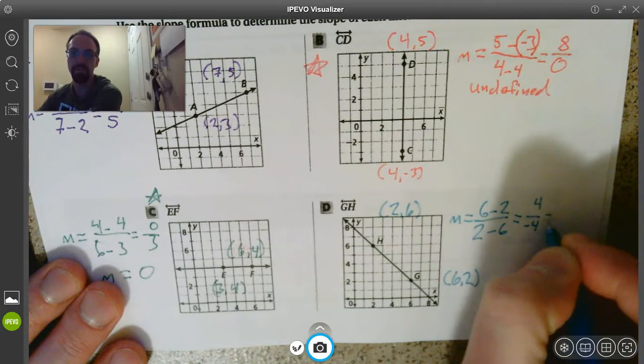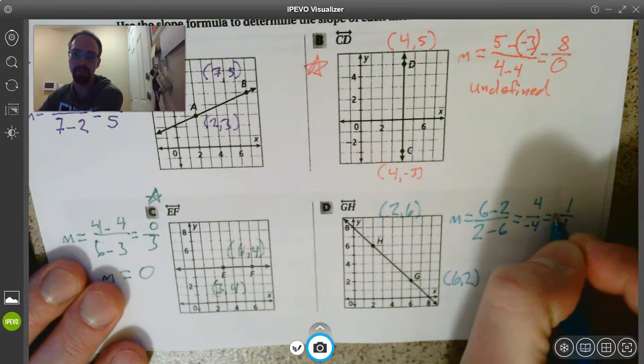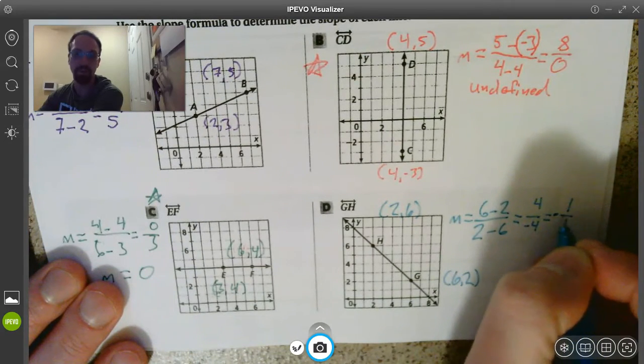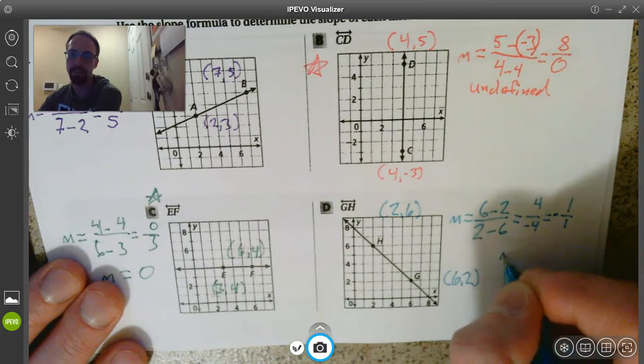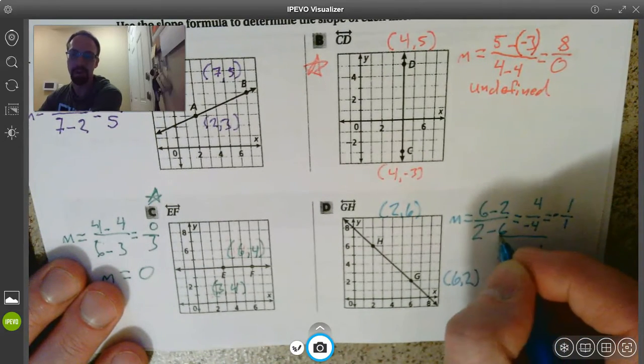So when I reduce this, 4 over 4 reduces to 1, but I have a negative. A lot of students don't know where to put the negative when you have a fraction. You actually put it right in front of the fraction bar. But because this reduces to just 1 in the denominator, you could just simply leave it as negative 1, like this.